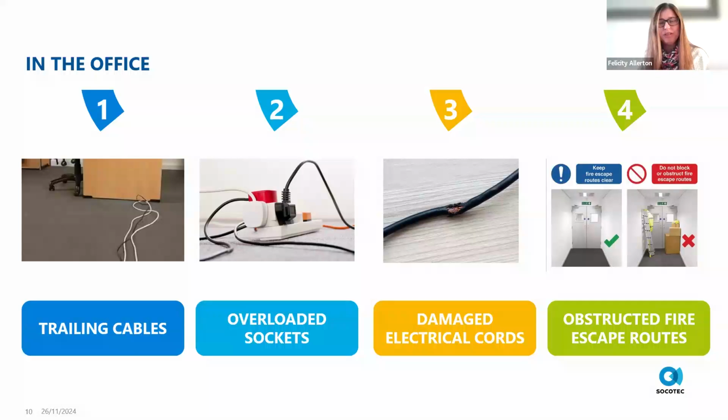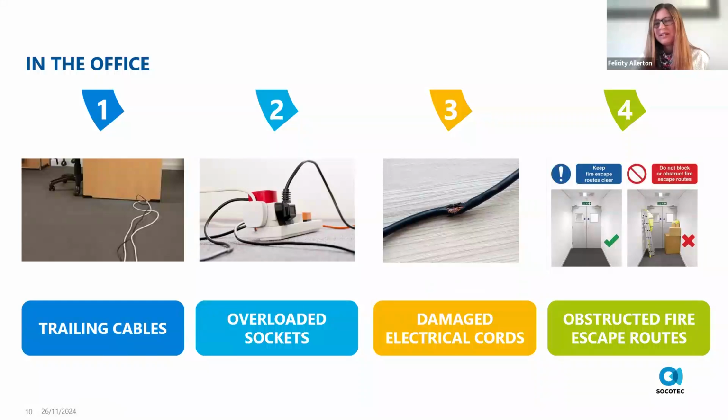This is a very important one, overloaded sockets. We've all done this at some point. This picture here is the ultimate, isn't it? You've got a double socket there inside a four-way, and it's just got fire risk written all over it. We just cannot have that. Four-way plugs are okay as long as they are managed properly, and it's really very important. And obviously, it all needs to be PAT tested.